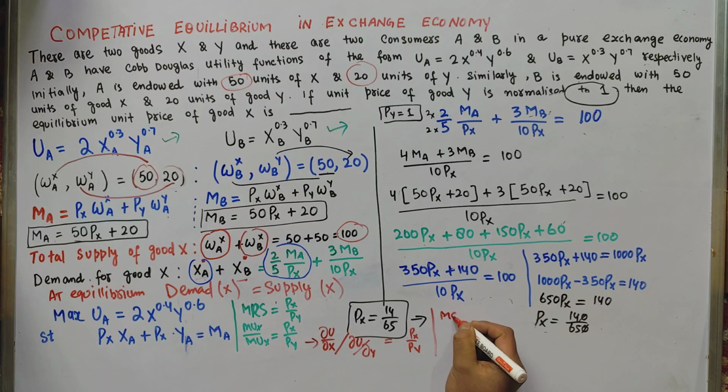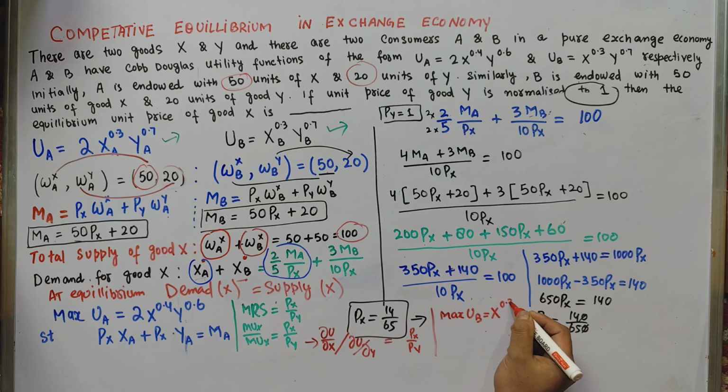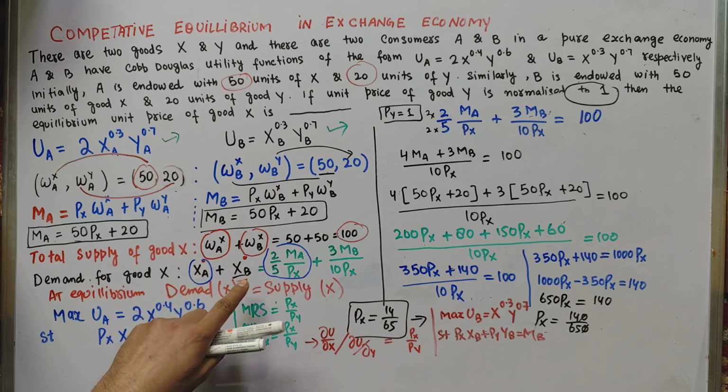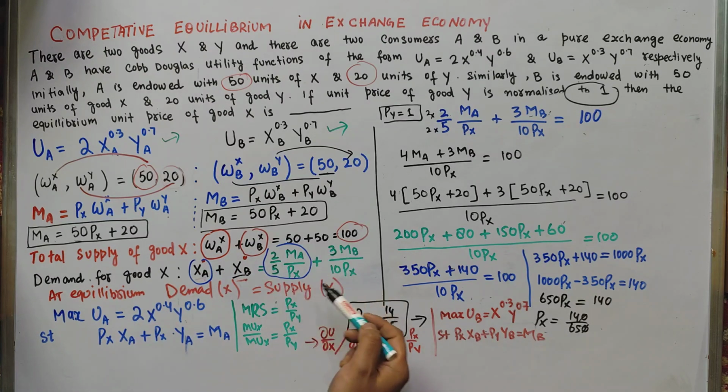Similarly, for XB you need to solve for another demand function. You want to maximize the utility of consumer B, which is equal to X raised to the power 0.3 Y raised to the power 0.7, such that price of X times units of X plus price of Y times units of Y should be equal to the income of consumer B. Solving this, you will get the demand function for good X for B.